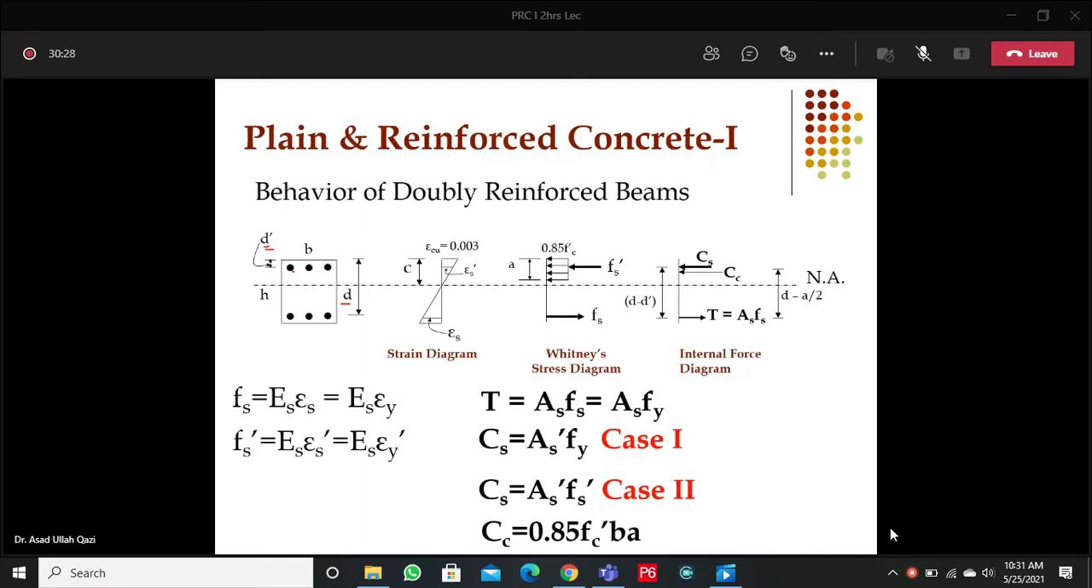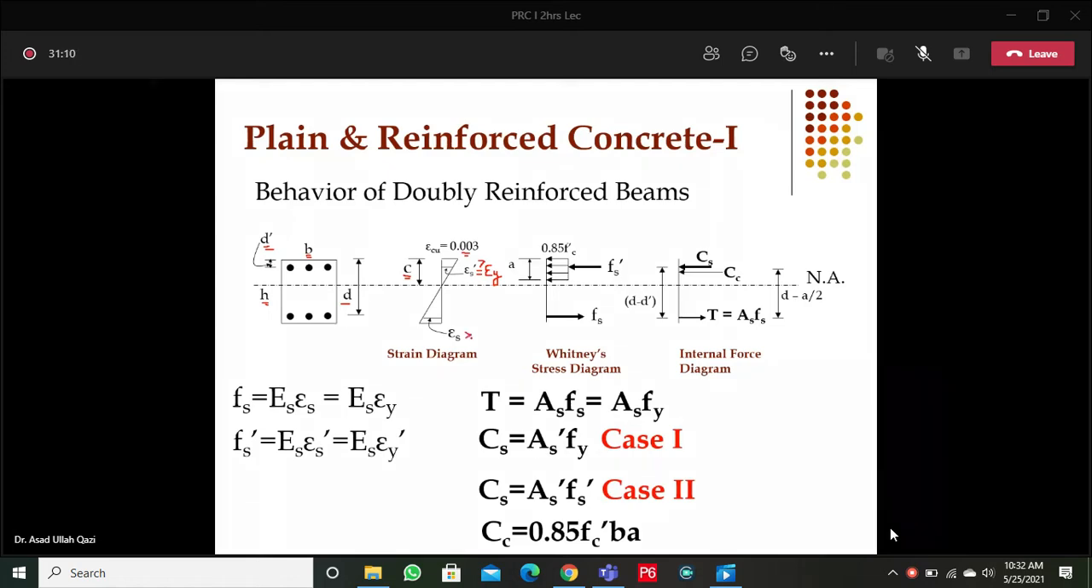Rest dimensions V and H are same. Strain diagram is also linear. And the question will arise that in that strain diagram, which will be linear, plane section remain plane, when concrete is at failure, what is the status of steels? As I mentioned in case one, W beam, compression steel will also be at yield.